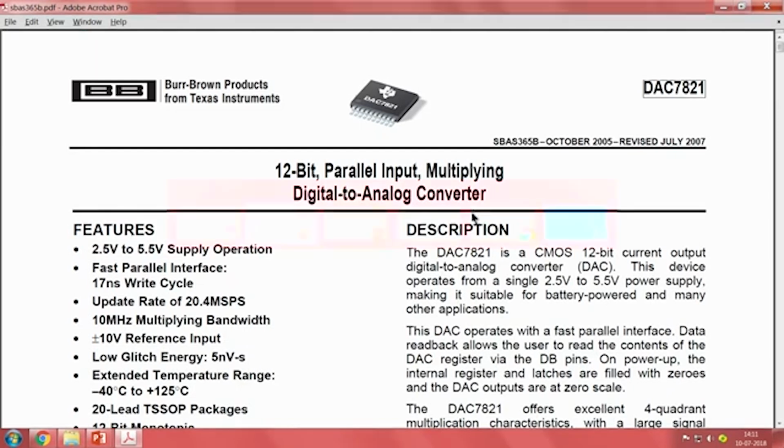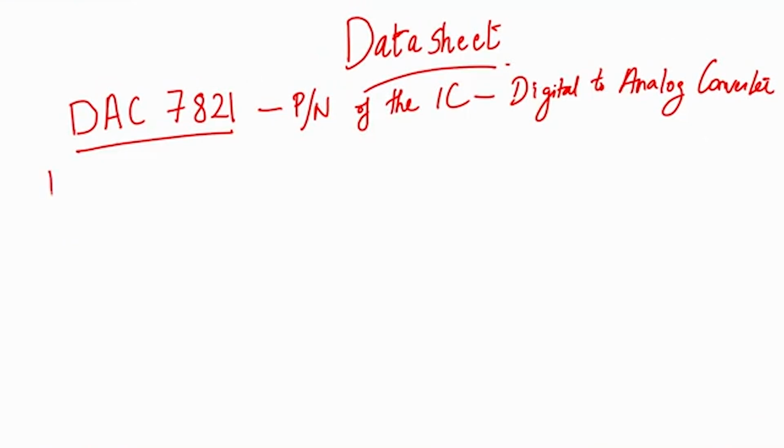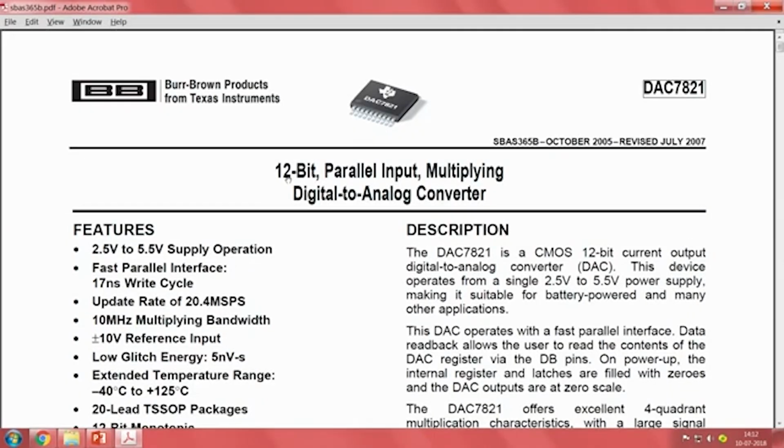So, this is 12-bit. Let us note it down. How many bits are there? 12 bits and parallel input. So, it is parallel input and multiplying type DAC. There are different types of DACs which you have seen and you will be seeing in the course, and this is a multiplying digital to analog converter. In the data sheet also we will see how they have explained it. So, this is a 12-bit parallel input multiplying digital to analog converter.